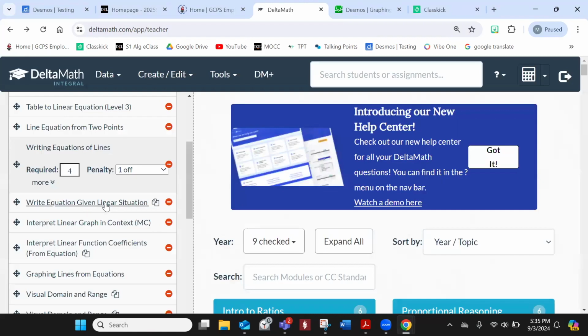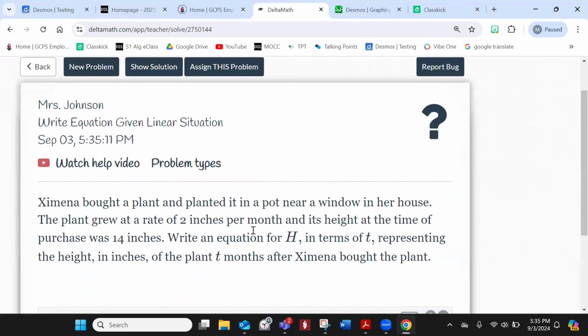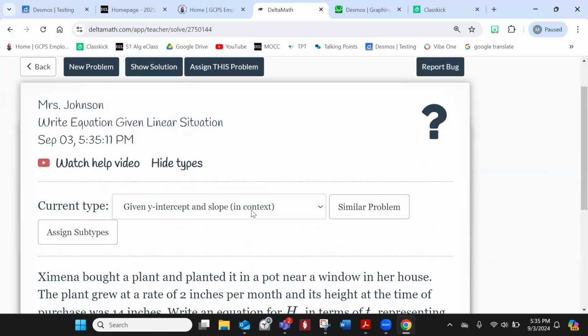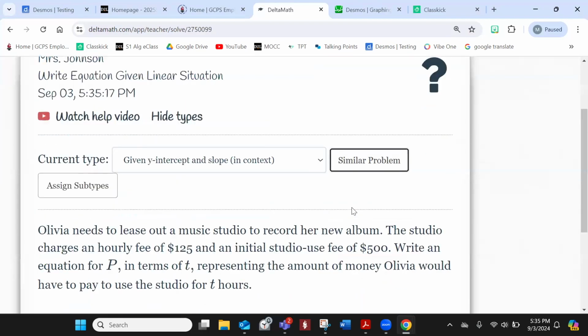Okay, now we're going to do write an equation given a linear situation. Okay, let's make sure we got the right problem type.